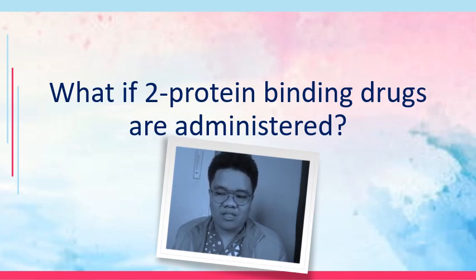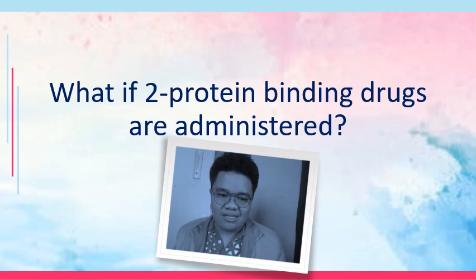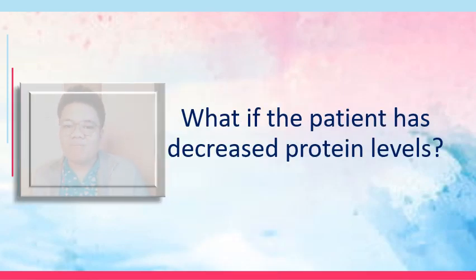Okay, they will compete on the protein binding sites, increasing the risk for toxicity. Now, what if the patient has decreased protein levels? If you can recall, the role of the protein is that the protein binds with some of our drugs and then it inactivates some of the drug components. So what happens if there is a decrease in the number of protein binding sites? There will be an increased amount of your free drugs.